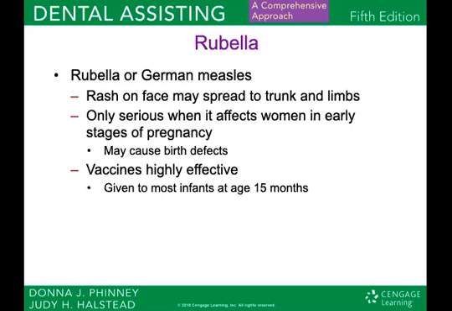Rubella, or German measles, produces a rash on the face and may be spread to the trunk and the limbs. It's only serious when it affects women in early stages of pregnancy because it can cause birth defects. The vaccines for rubella are highly effective and are usually given to most infants at the age of 15 months. The incubation period and treatment are about the same for measles and mumps.